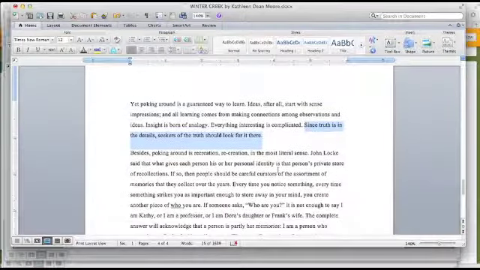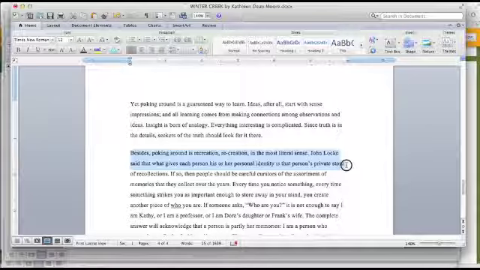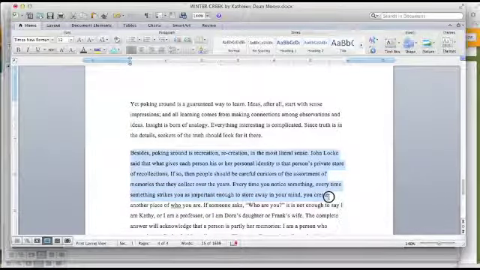She goes on in the next paragraph to say, besides, poking around is a recreation, recreation in the most literal sense. John Locke said that what gives each person his or her personal identity is that person's private store of recollections. If so, then people should be careful curators of the assortment of memories that they collect over the years. Every time you notice something, every time something strikes you as important enough to store away in your mind, you create another piece of who you are.